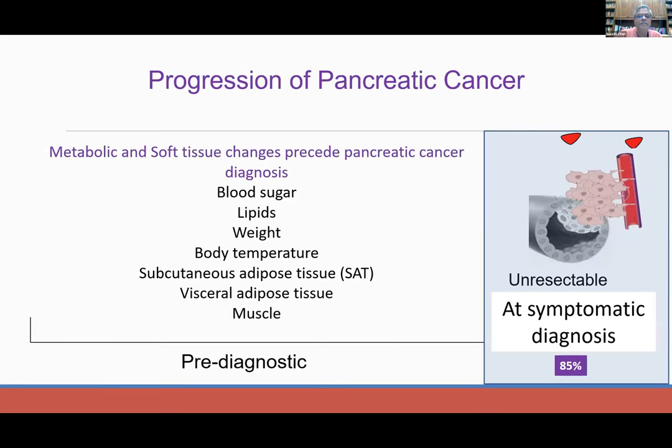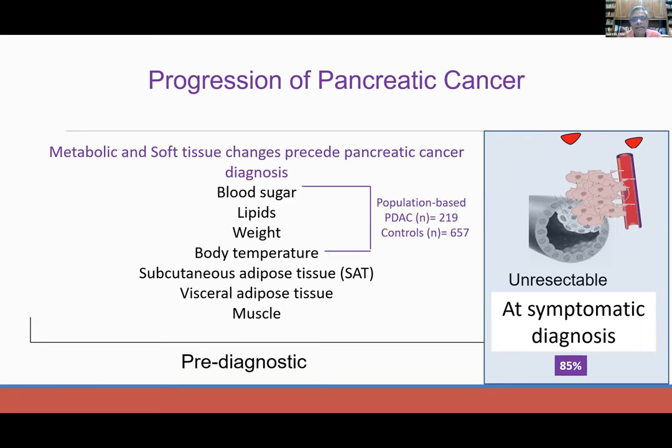So what we have done is study various factors that might give us a clue. That includes blood sugar, which was our original interest, and then lipids, weight, body temperature, and changes in soft tissue, both fat and muscle.